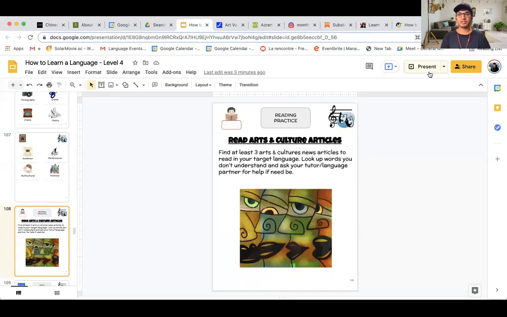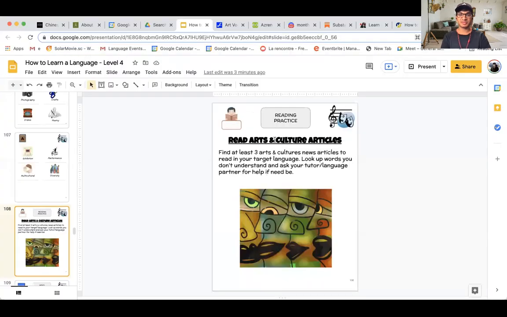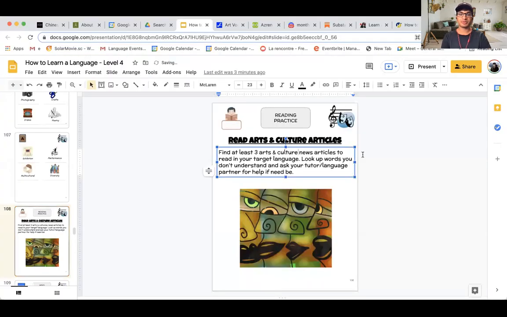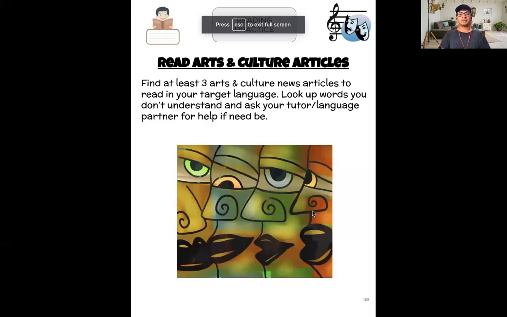Okay, let's share my screen back to the Google Slides. So you're going to do that for some arts and culture news articles. There's a small typo here. Let's fix it. There we go. Make sure you look up any words you don't understand. Ask your tutor or language partner for help if need be.